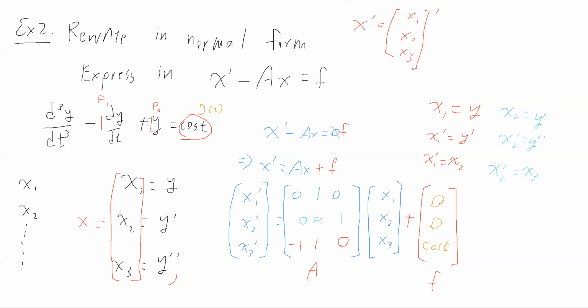Okay, now notice that f is non-zero, right? Even though the first two entries are 0, the last entry is non-zero. So we have ourselves a non-homogeneous case, right? We have x prime is equal to A times x plus f, right? Now, if you want to put it in the form of x prime minus Ax equal to f, you simply move this product Ax to the left hand side, and then we're done. Now, depending on the homework, they might ask you for x prime minus Ax equal to f, or x prime equal to Ax plus f, right?